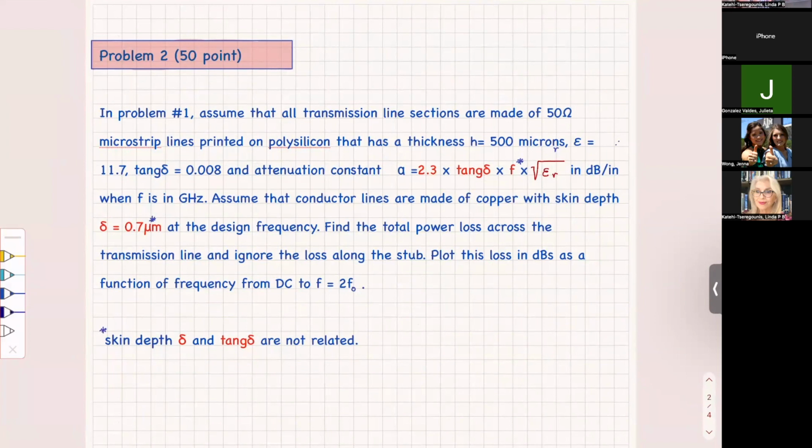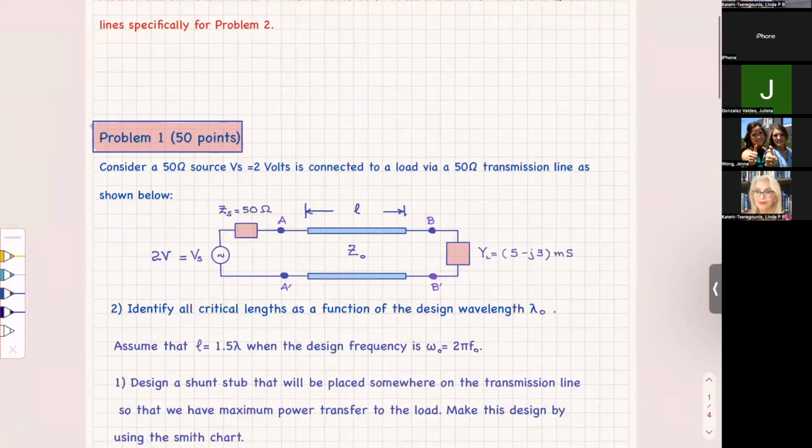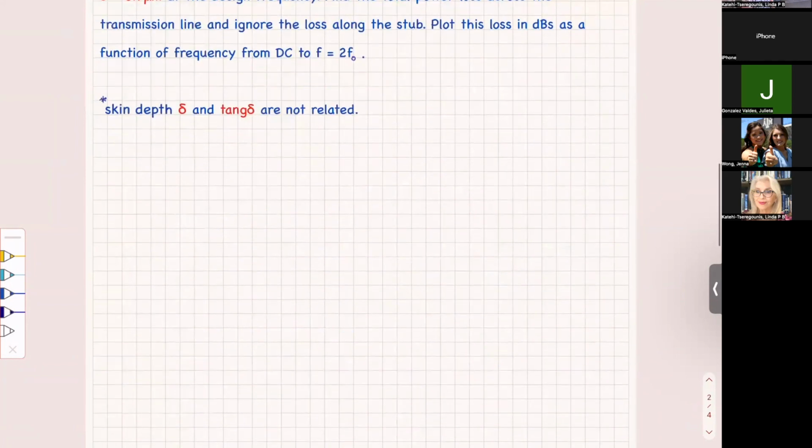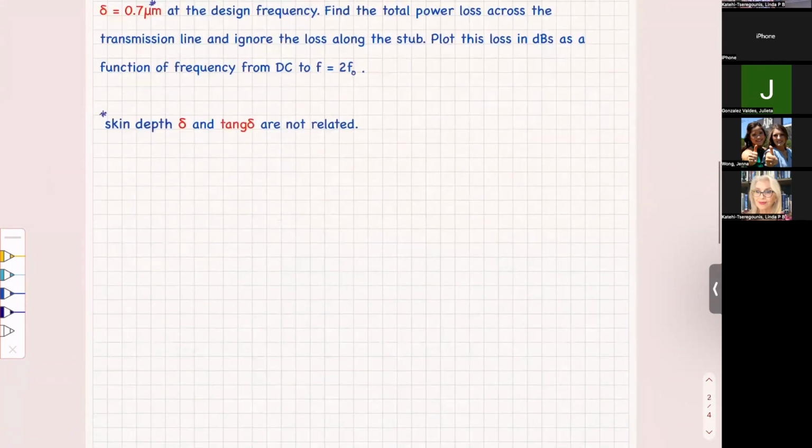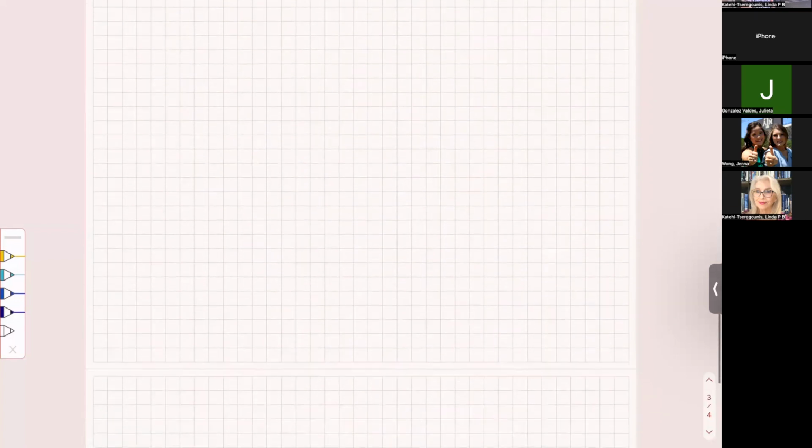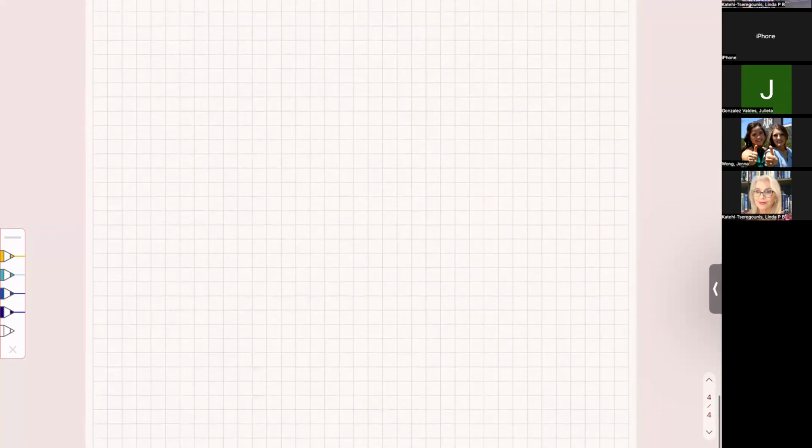So the best way to do that, it says that your loss is gonna be only along the line. So practically, you would have to find on this line, L, the total attenuation constant. You need to remember that, let me go into the solution.